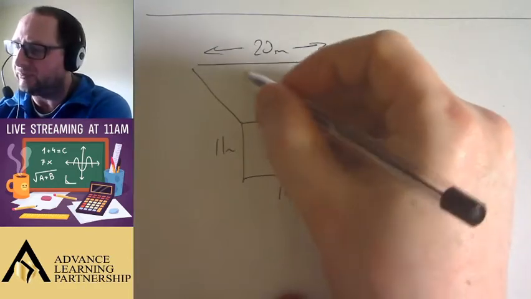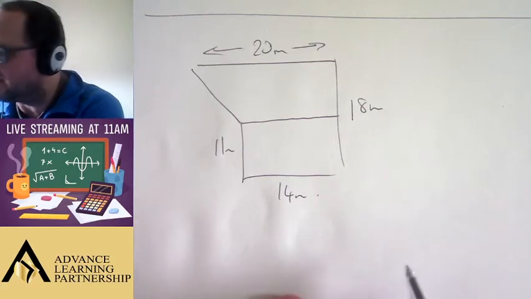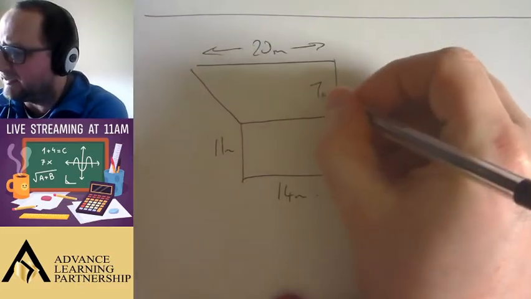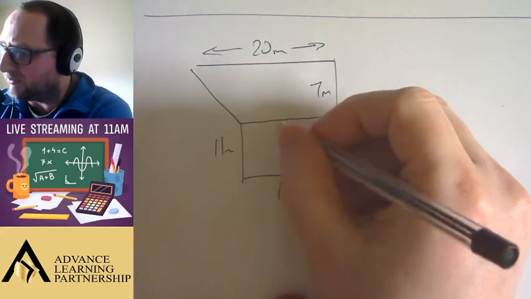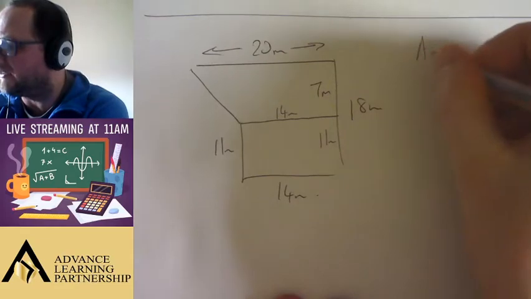Looking at this final question here, I'm going to split this into a trapezium and a rectangle. You could split it into a triangle and a rectangle there, but I'm going to go for the trapezium and the rectangle. So let's look at my missing lengths. I've got 18 here and 11 here, which means that'll be 7 and that'll be 11. I've got 14 here, which means that'll be 14 there, and I'm good to go. Let's do the trapezium first.